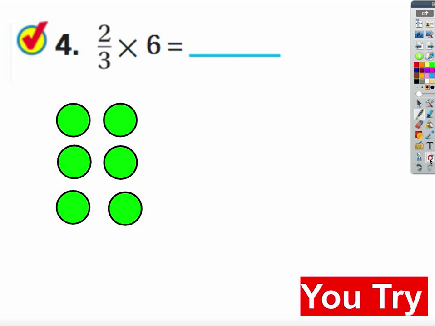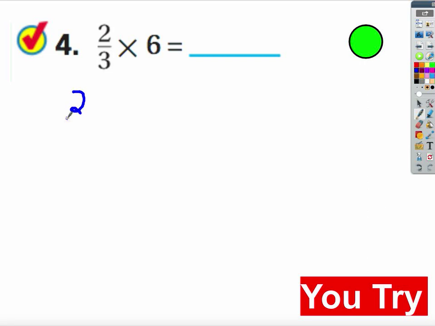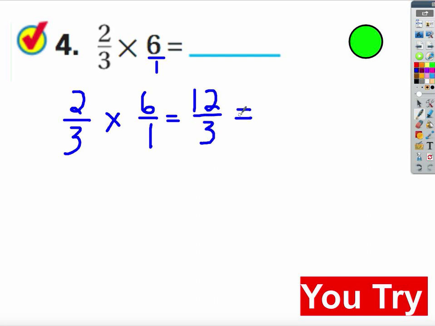Now if we do the multiplication method, you'll do 2/3 times, now remember I have to have a fraction, I can't do a whole number, so I put a 1 underneath it, so it'd be 6 over 1, and that would equal 12/3. That's an improper fraction. To fix an improper fraction, we divide, and 12 divided by 3 is 4. So in both methods, it still works. That's how you multiply fractions times whole numbers using the drawing method or the math method.